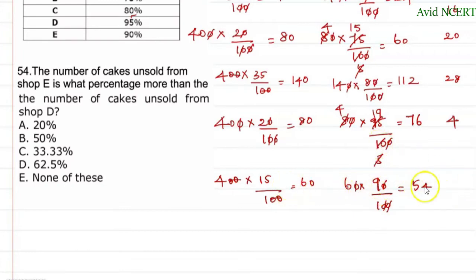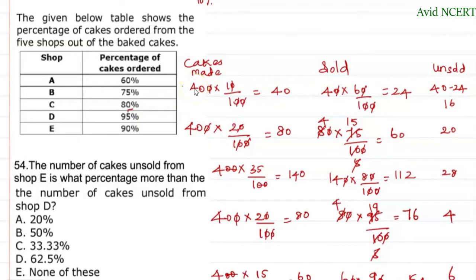Anything is fine. So 60 minus 54 equals 6, which means 6 cakes are left unsold here. So now we have the data for shop A, shop B, shop C, shop D and shop E. Now the 54th question, we are solving from the SBI PO 2020 question paper.